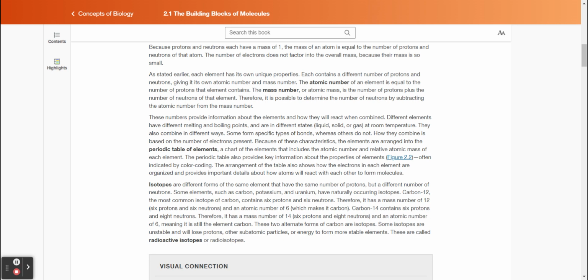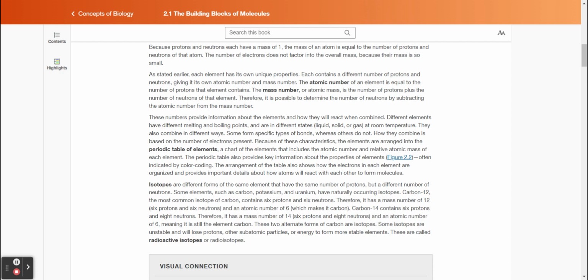As stated earlier, each element has its own unique properties. Each contains a different number of protons and neutrons, giving it its own atomic number and mass number. The atomic number of an element is equal to the number of protons that element contains. The mass number, or atomic mass, is the number of protons plus the number of neutrons of that element. Therefore, it is possible to determine the number of neutrons by subtracting the atomic number from the mass number. These numbers provide information about the elements and how they will react when combined.